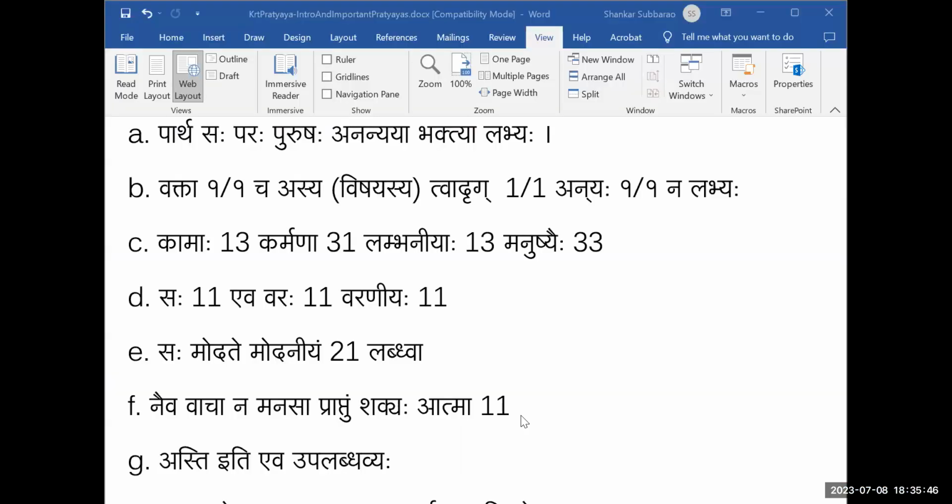All right, let's go back to the sentence. What will you do next? Atma praptum na shakyah. Now, kena prakarena? Na vacha na manasa. Na eva vacha, na manasa. You take eva with either way, doesn't matter. So what does it mean?